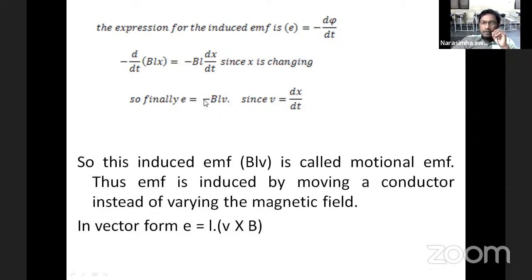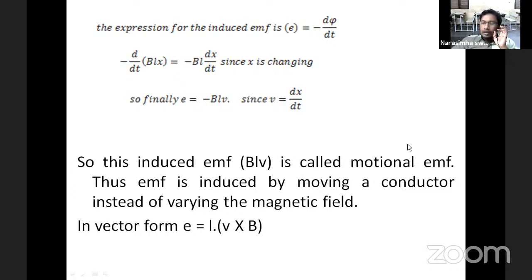So in this, what is the minus? It always opposes the cause producing it. B is the uniform magnetic field, L is the width of the metallic frame, and v is the velocity of the rod which is moving. So this induced EMF, the value is BLv. The minus indicates only the direction. The induced EMF BLv is called motional EMF.